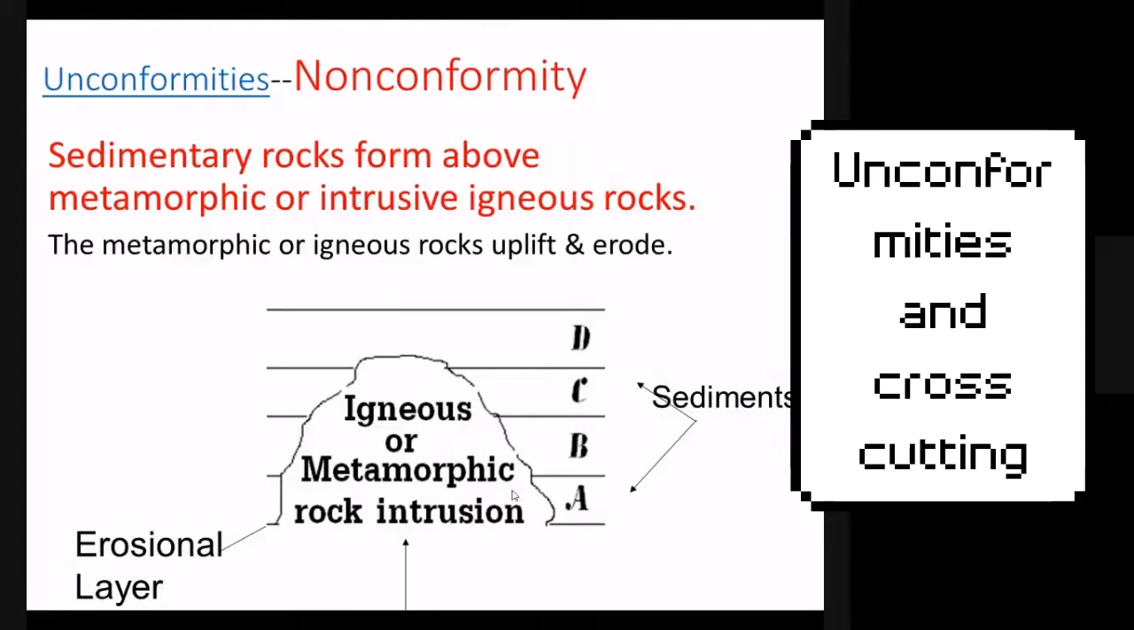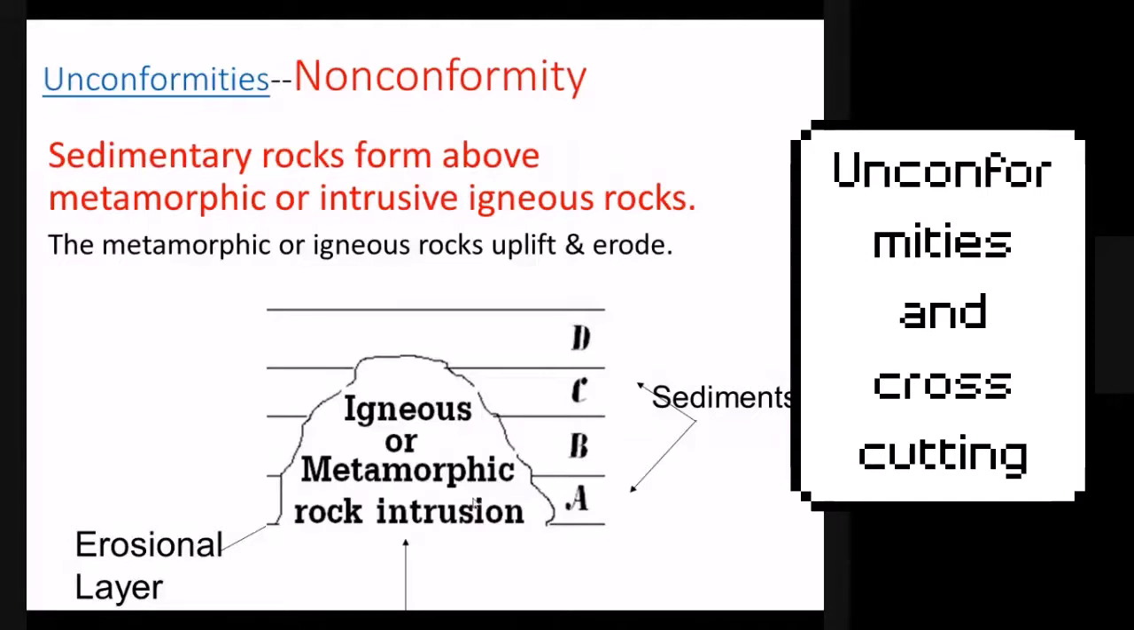Now, sure, you could have a metamorphic rock that gets eroded and then sedimentary rocks come on top of it. That's certainly possible as well. So it doesn't have to be an igneous rock intrusion. It could be just erosion and then sedimentary rocks on top. That is possible as well. Now, nonconformities are usually pretty easy to spot because there's a huge difference between igneous rocks and sedimentary rocks. Mostly sedimentary rocks form in layers, while igneous and metamorphic rocks usually don't form in layers. And often they're different colors as well.